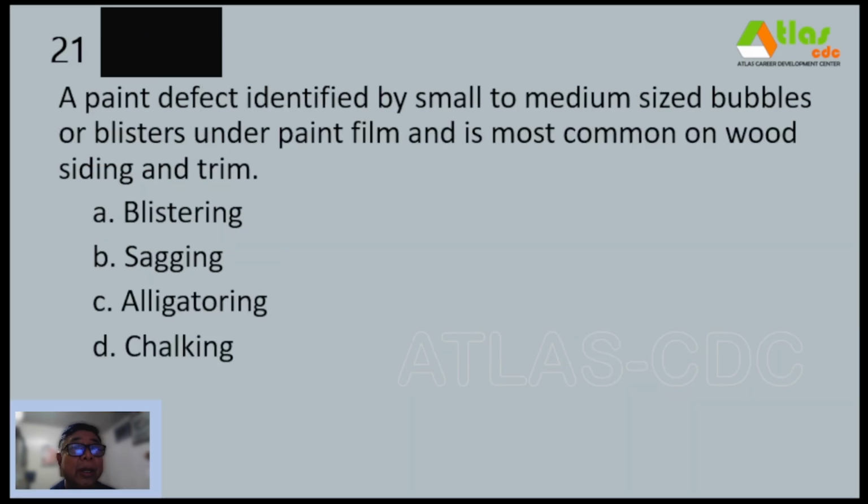21. A paint defect identified by small to medium-sized bubbles or blisters under paint film and is most common on wood siding and trim. A. Blistering. B. Sagging. C. Alligatoring. And D. Chalking.